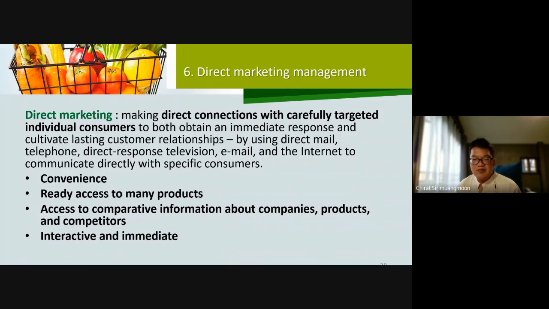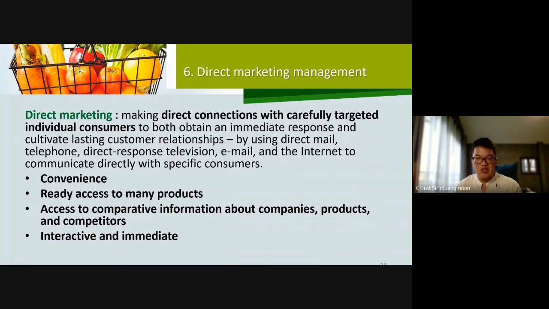So you can use it in many forms, like direct mail, telephone, direct response television, email, or internet. We use direct marketing because it's very convenient. You can search and have information 24/7, every day, ready to access many products. It's like online shopping: you can compare the products, compare the price, and access comparative information about the company, product, and competitors.